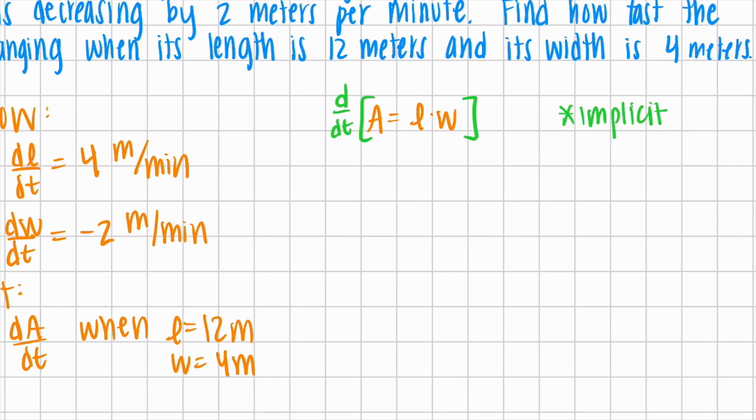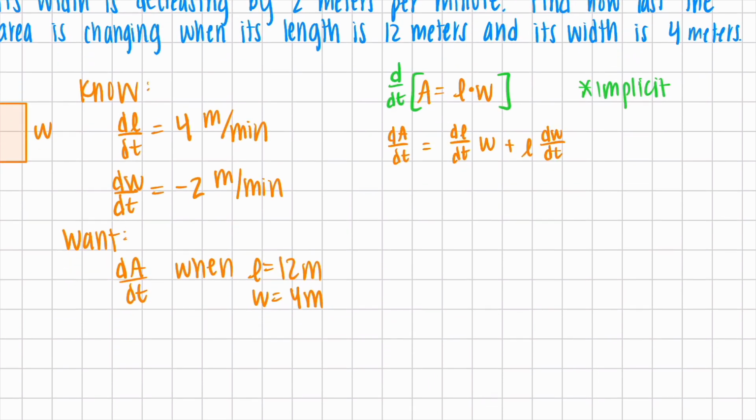So derivative of A, we're going to say is dA/dt equals, on the right side of the equal sign, I'm going to use a product rule. So I'm going to start by taking the derivative of L, that's dL/dt, times W, plus, now I'm going to leave the L, take the derivative of W, that's dW/dt.